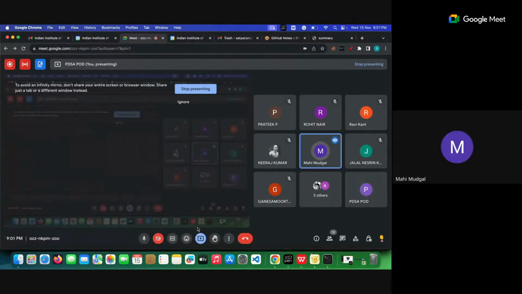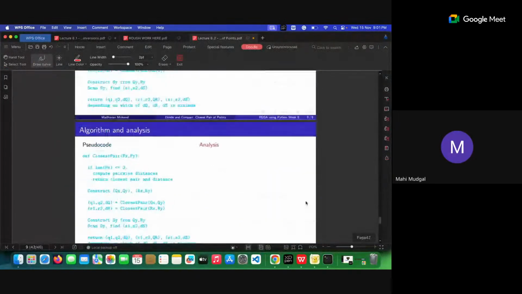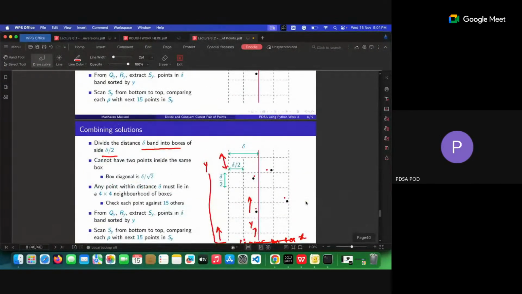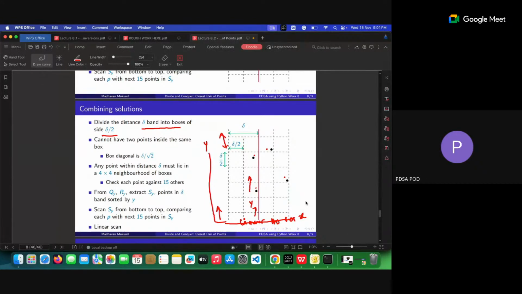So scanning takes O of n. See, look here. From the bottom we are coming, and we are checking only 15 blocks, right? So it should be 15 only. Yes, yes. See, look.